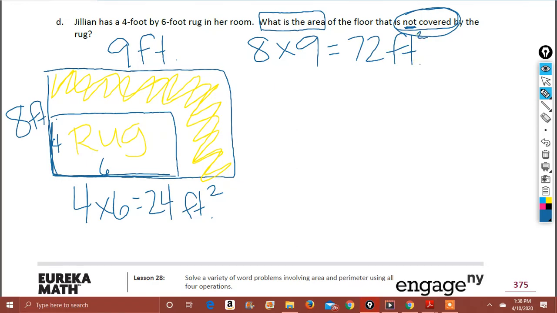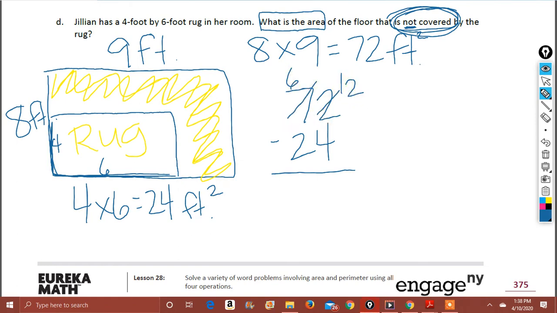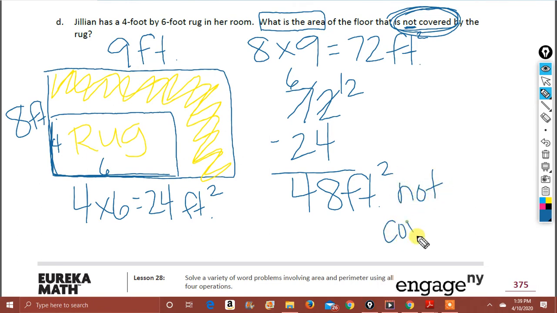So in order to find the area that is not covered by the rug, all I need to do is subtract 24 from 72. So I need to regroup. 12 minus 4 is 8. 6 minus 2 is 4. So there are 48 square feet that are not covered by the rug. 48 square feet not covered.